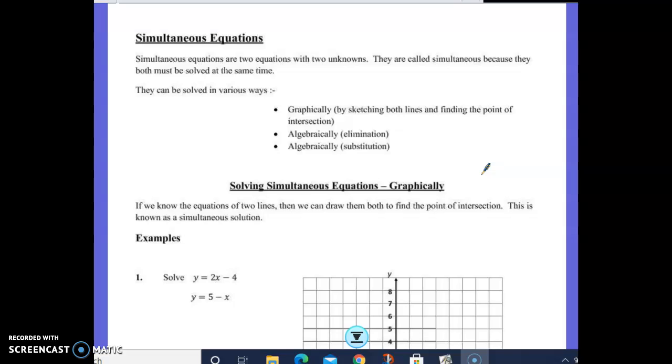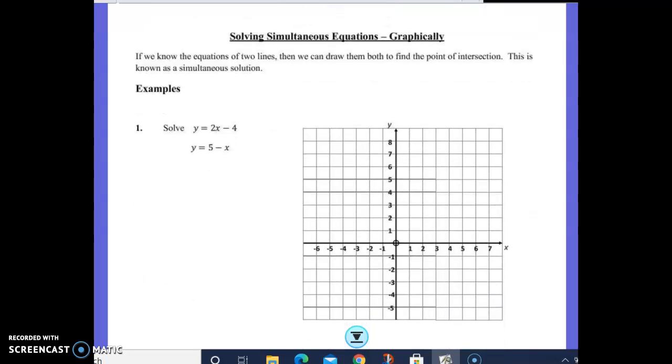They can be solved in three different ways. They can be solved graphically, by sketching the lines and finding the point where the two lines meet, or by algebra, by either elimination or substitution. The way we'll concentrate on the most is doing it by elimination. I'll show you graphically, I'll show you substitution, but it's really elimination that you'll use. Okay. First way then, graphically.